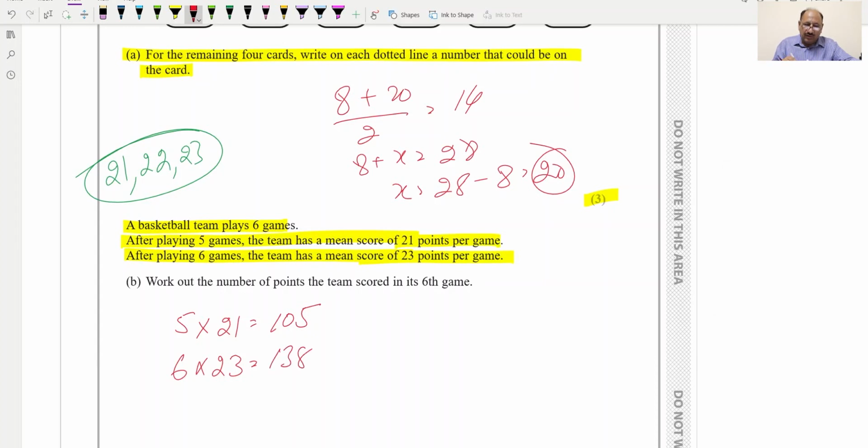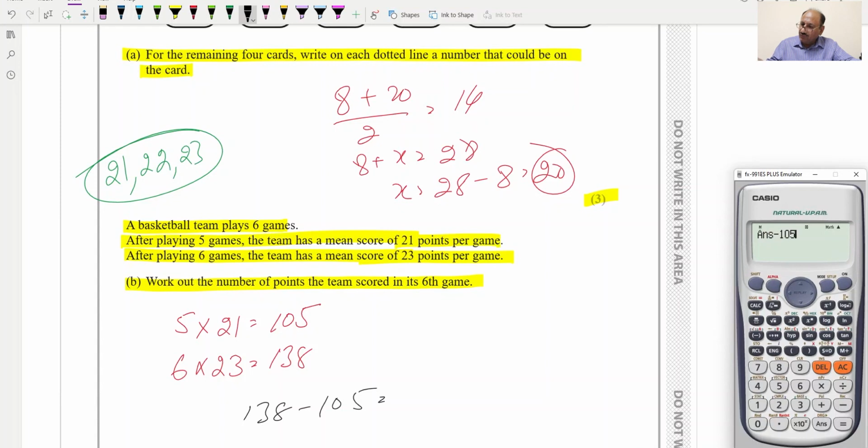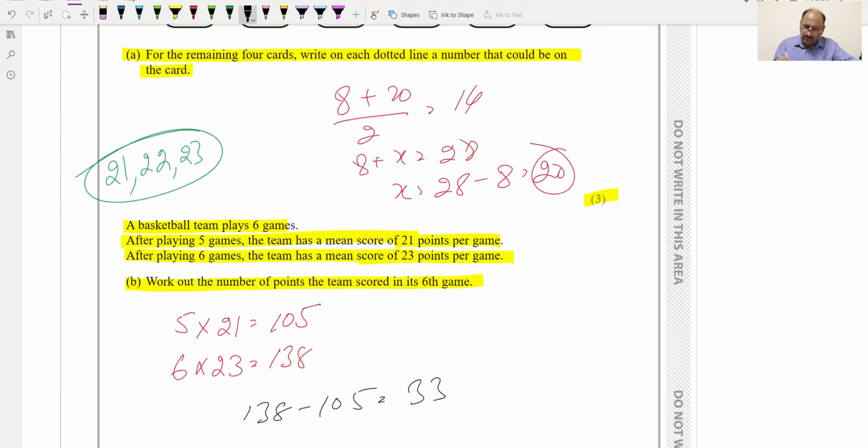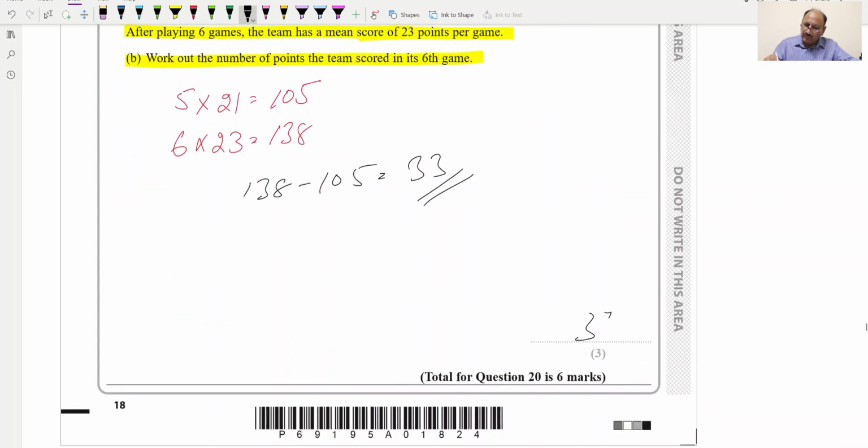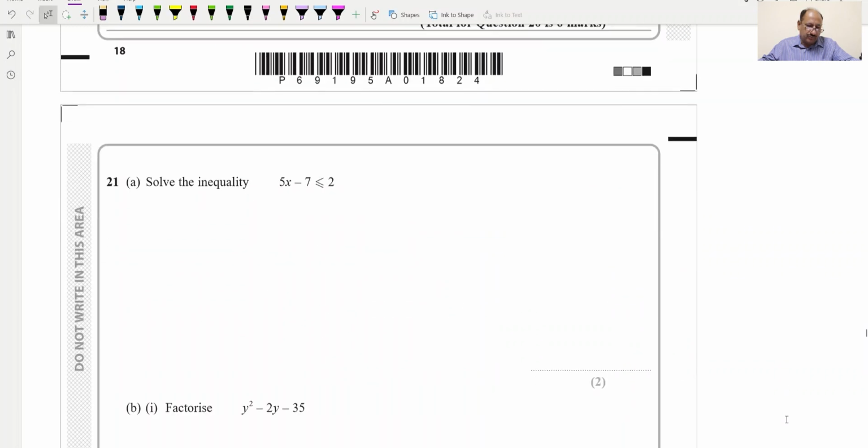Now 138, they are saying work out the number of points the team scored in its 6th game. So the difference between the 6th and the 5th game will be what? That will be 138 minus 105, which is equal to 33. So this will be the score which we will write over here. This will be in the 6th game. Hopefully you understood this.